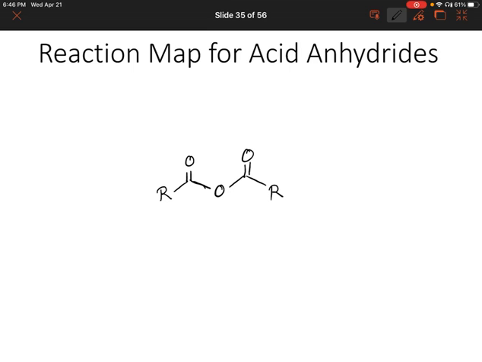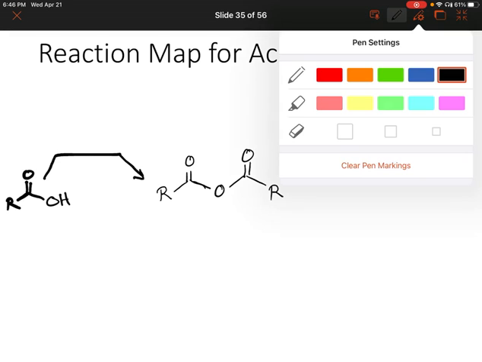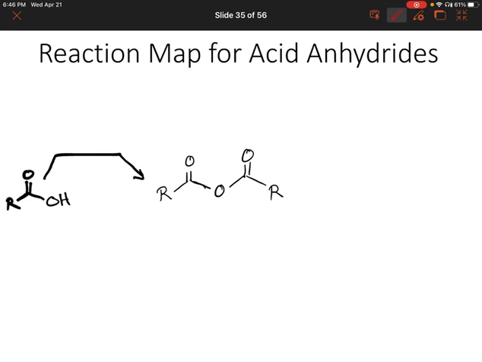And let's just show that we can create an acid anhydride from a carboxylic acid. So first, we would want to remove the proton from our carboxylic acid, right? So that we create a carboxylate anion or carboxylate salt. So let's just use sodium hydroxide to remove that proton.